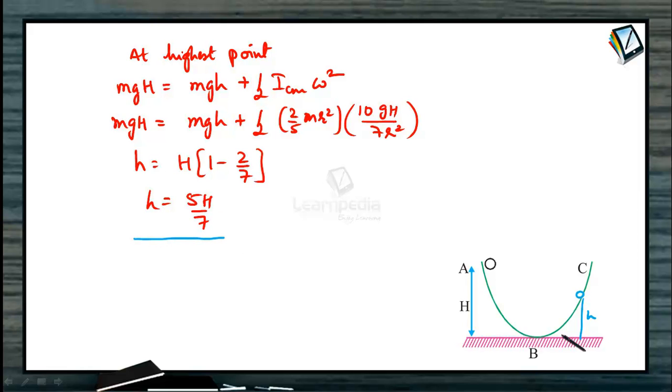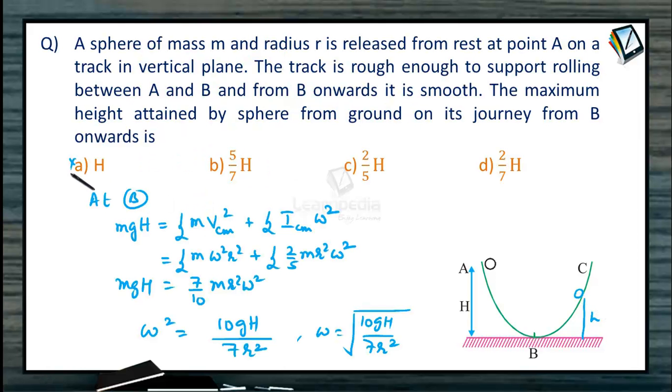So at a height of 5H by 7, it will still be rotating with an angular velocity, but it does not rise to a height of H. So H is the wrong option. 5H by 7 is the correct option. 2 by 5 H is the wrong option. 2 by 7 H is the wrong option. So the correct option will be 5 by 7 H. This is the option we have to consider.